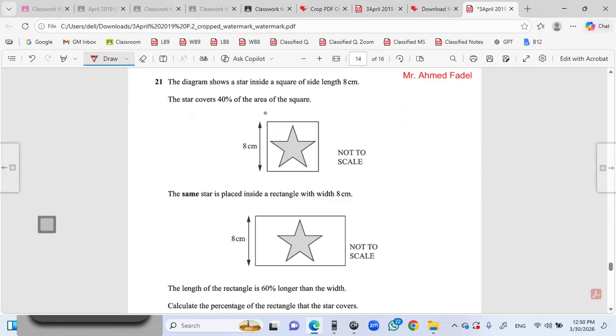Question 21. The diagram shows a star inside a square of side length 8 centimeters. The star covers 40% of the area. So the star is 40% of the area of a square. Side by side, so 8 times 8, which is 64. The area of the square is 64. So the star is 40% of 64, which is what?